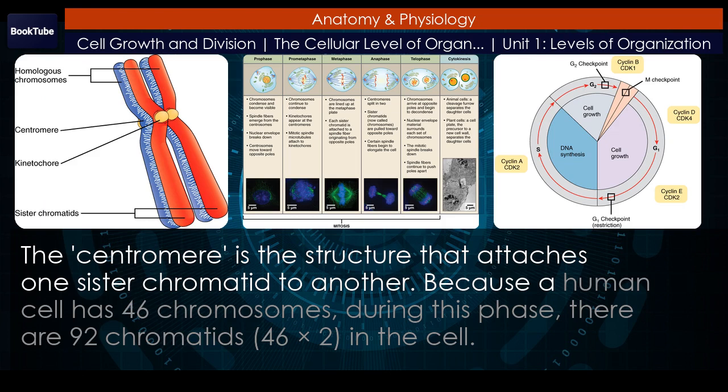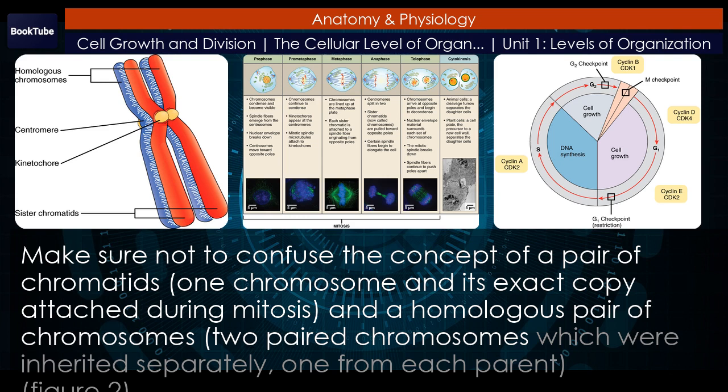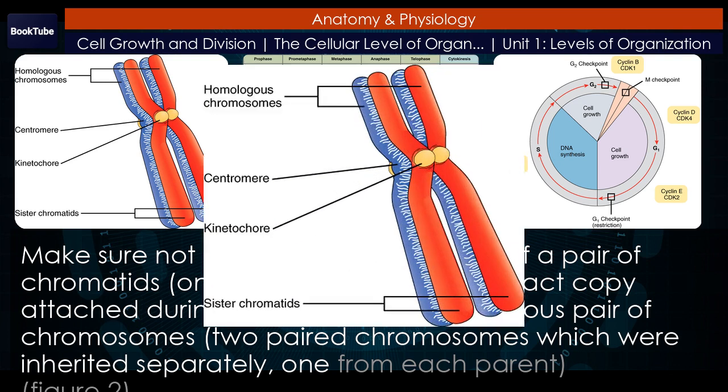Because a human cell has 46 chromosomes, during this phase, there are 92 chromatids, 46 times 2, in the cell. Make sure not to confuse the concept of a pair of chromatids, one chromosome and its exact copy attached during mitosis, and a homologous pair of chromosomes, 2 paired chromosomes which were inherited separately, one from each parent.